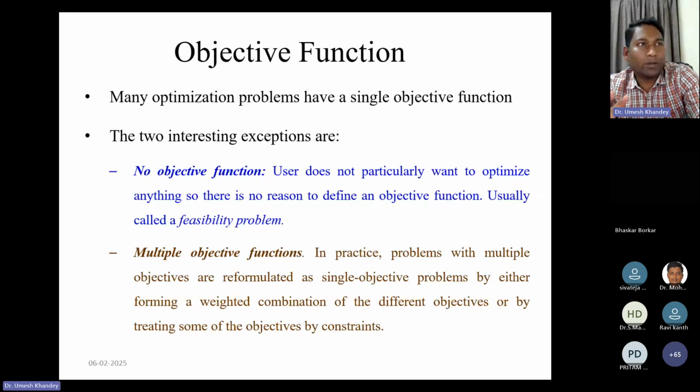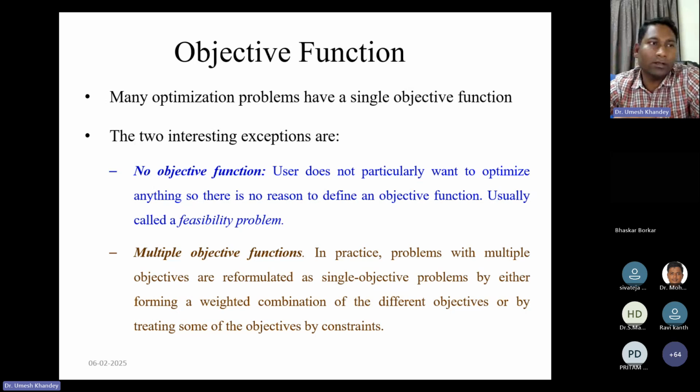So many optimization problems have a single objective function. The two interesting exceptions are: no objective function, which means the user does not particularly want to optimize anything. So there is no reason to define an objective function; this is usually called a feasibility problem.